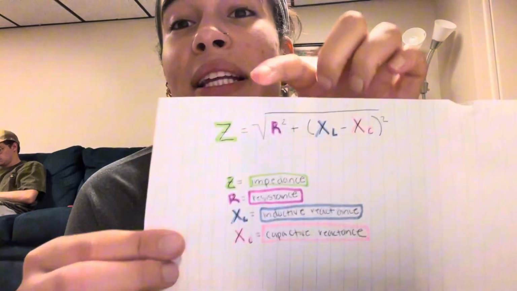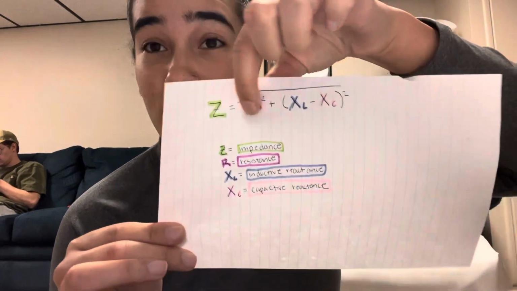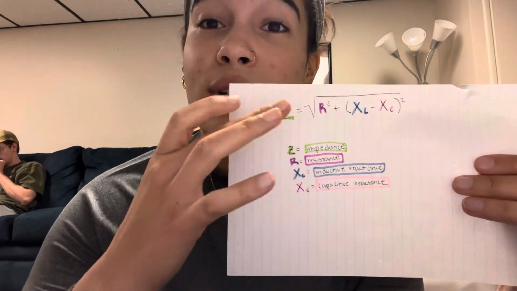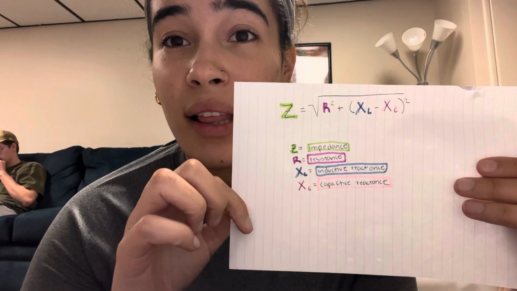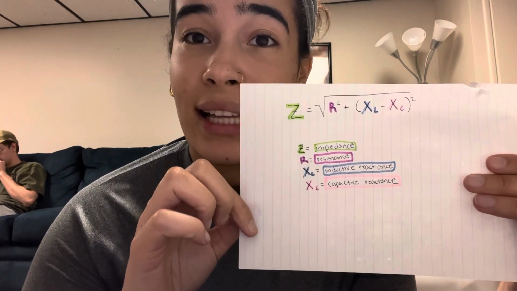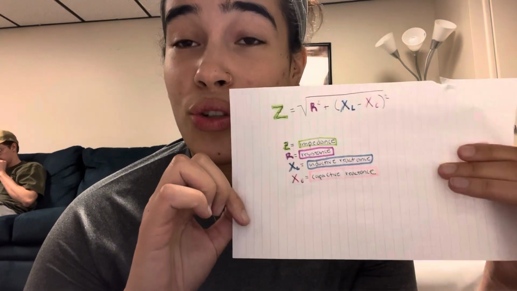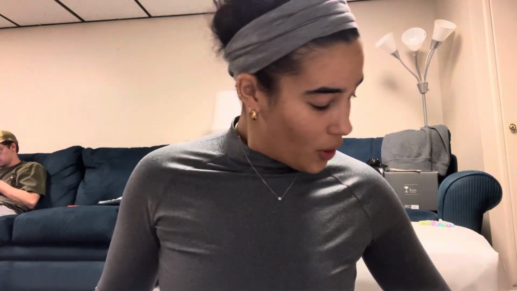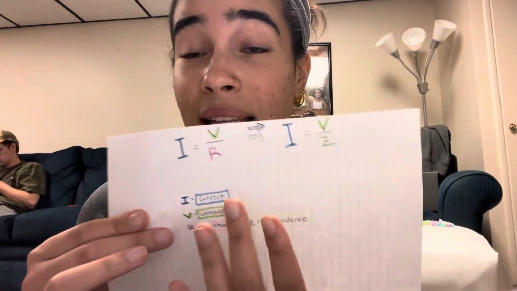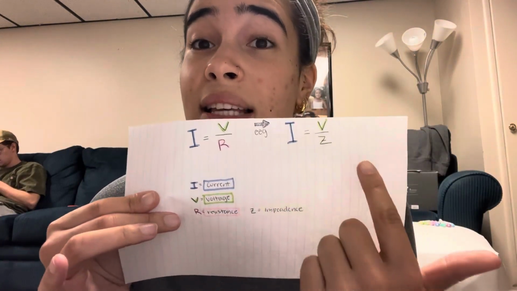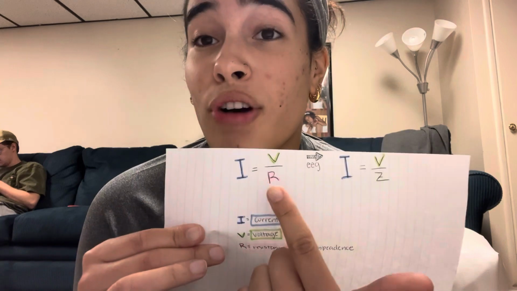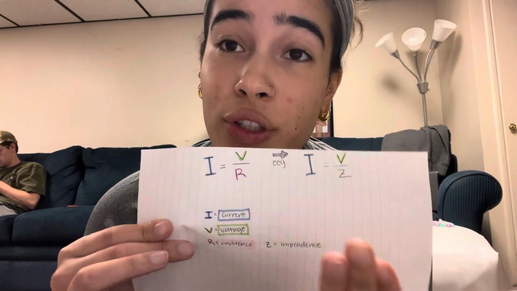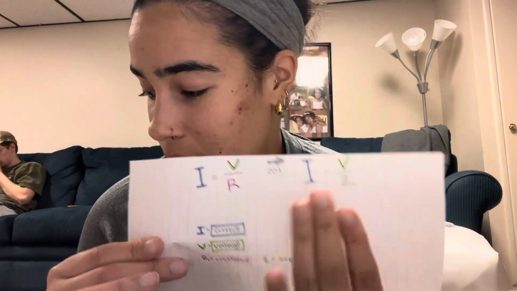So let's look at impedance. This is the equation for impedance: Z is the square root of resistance squared plus the difference of inductive reactance and capacitive reactance, squared. So in EEG, we're looking at Z, impedance, instead of R, resistance, because we are using alternating current.